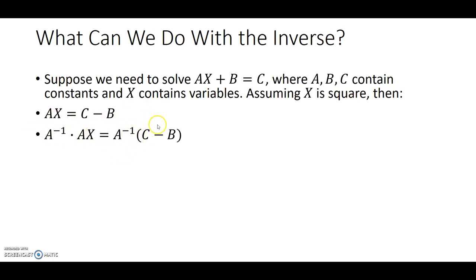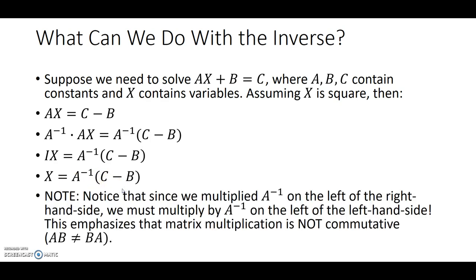And I technically could distribute, do a left distribute, make this A inverse C minus A inverse B. But once I multiply A inverse times A, I get the identity times X equals A inverse times quantity C minus B. And we know that the identity multiplied by any matrix is simply that matrix. Therefore, I've effectively algebraically solved for X. And now, if I know what's inside of A, B, and C, I can go to my calculator or computing system and simply calculate A inverse times (C minus B).